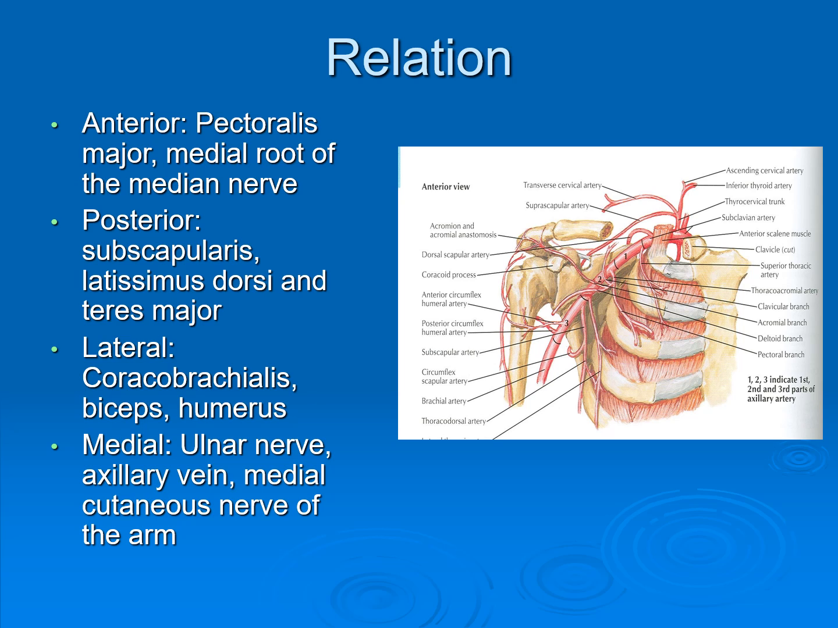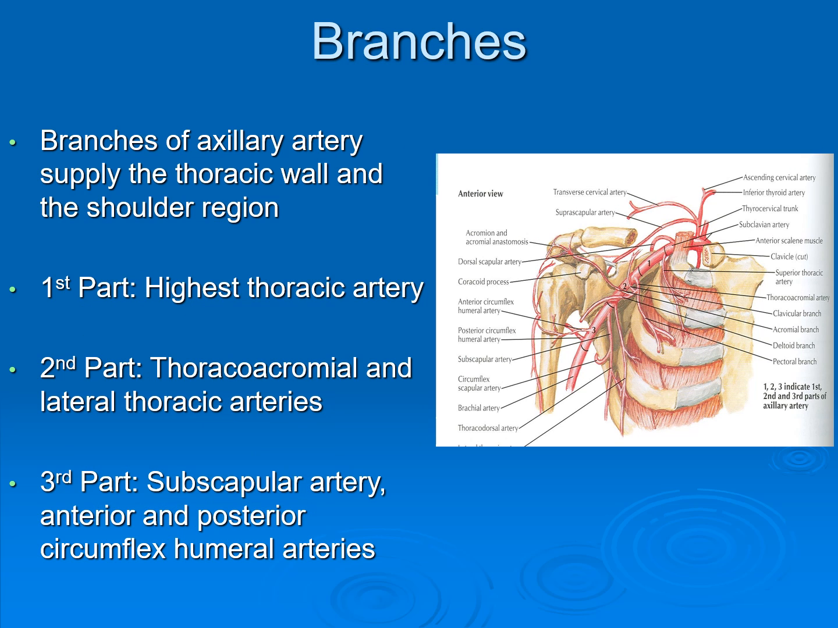When we talk about the lateral side, you're going to have the coracobrachialis. Here, the muscles have already been reflected, so we can appreciate them. Then the humerus as well: you can see the humerus here, and you can see the third part of the axillary artery. Medially it is related by the ulnar nerve, axillary vein, and the medial cutaneous nerve of the arm as well.